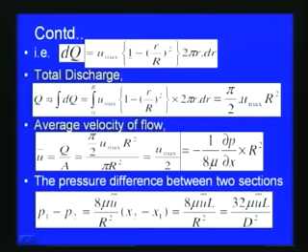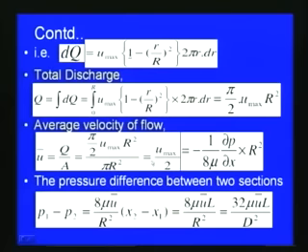And then the average velocity. Once we get the discharge, average velocity we can find out by just dividing by the area of cross section. So, u bar, the average velocity, is equal to Q by A. From this expression we can write Q by A is equal to pi by 2 u max R square by pi R square, that is equal to u max by 2, that is equal to minus 1 by 8 mu dp by dx into R square. So, this will be the average velocity.